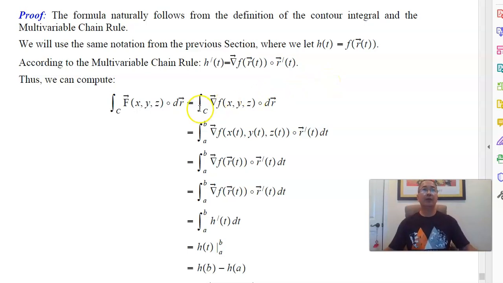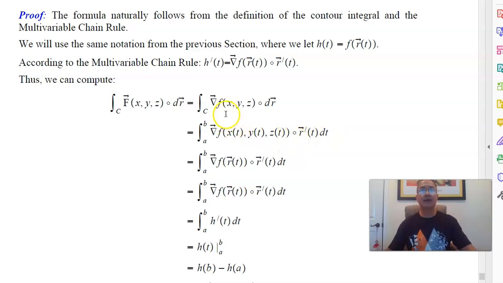We are told that our vector field is a gradient, so we replace capital F with the gradient of little f, dotted with dr. But wait a minute. It's almost like it's rigged. Remember, what is the meaning of dr? It's r prime of t dt.